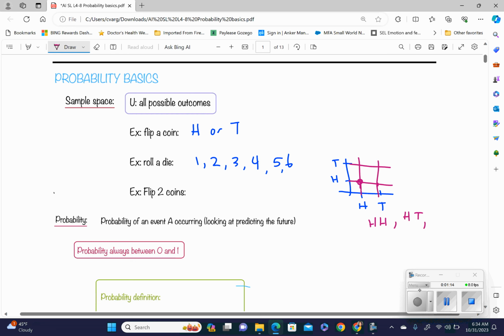This outcome right here is going to be heads, comma, tails. The order of it, in this case, doesn't matter. And then over here, I'm going to have tails, comma, heads. And then in this one right here, I have tails, comma, tails. Okay. So this is my sample space if I have 2 coins. Notice what I just did, right? I put them into these curly brackets. It's called a set. Okay, this is my sample space.